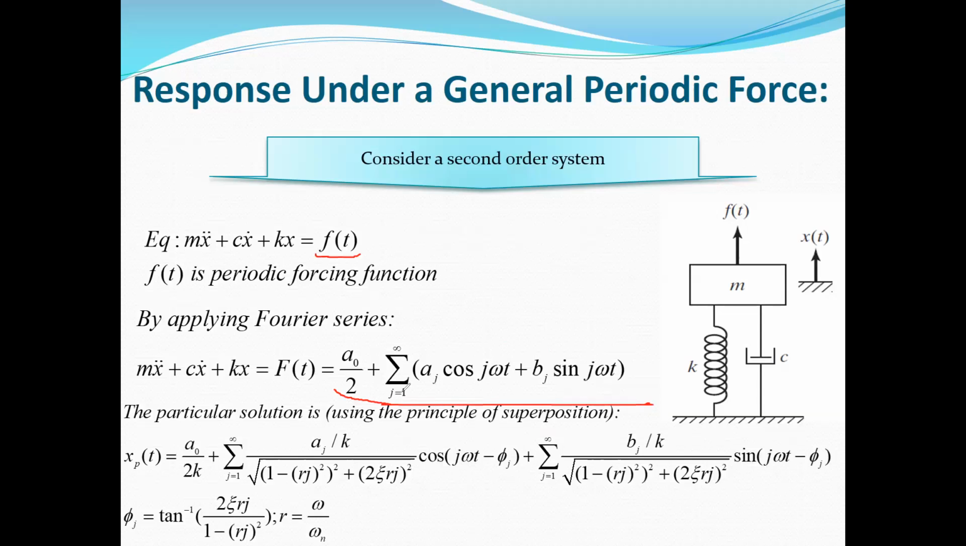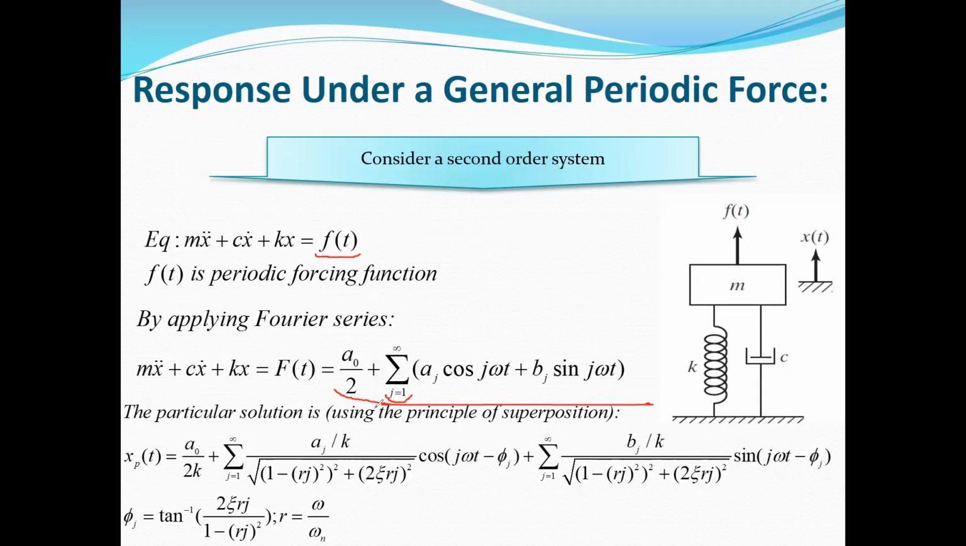Here, instead of n, I used j. Instead of n, we have j, which varies from 1 to infinity. And we can find a particular response. Here you can see we have different harmonics. It starts from 1, so we will have first a harmonic with frequency omega, then harmonics with frequency 2 omega, harmonics with frequency 3 omega, and so on.